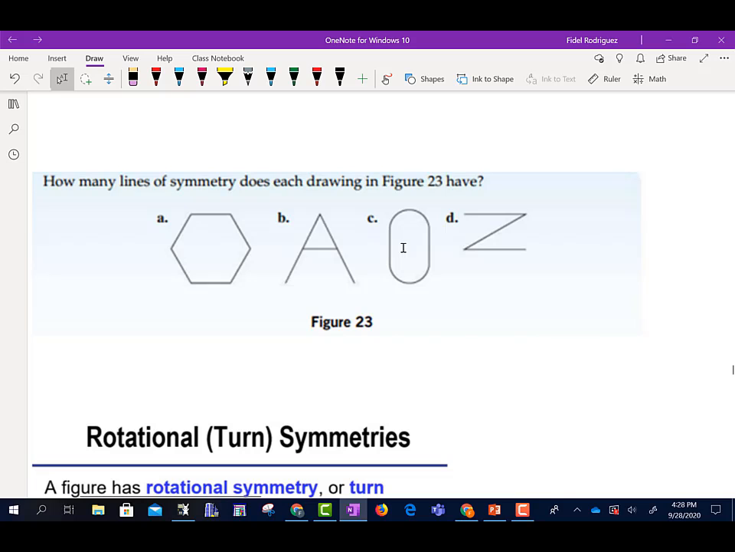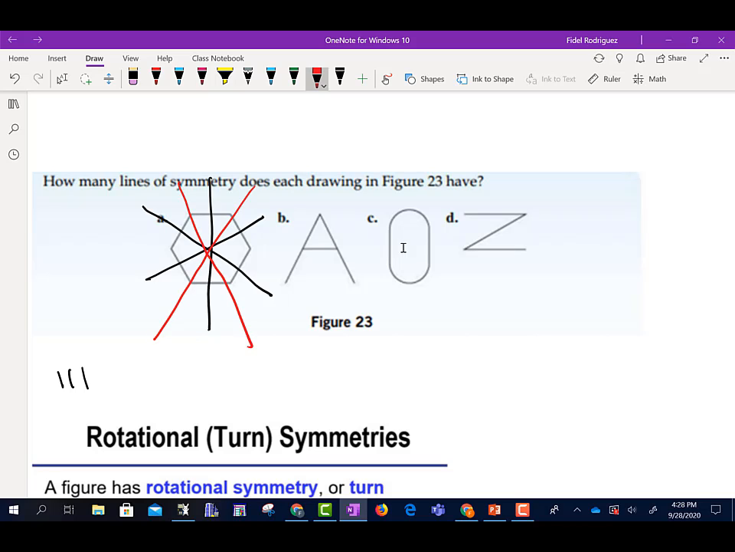So this next one here says, how many lines of symmetry does each drawing in figure 23 have? This is our figure 23. Okay, so look, we could fold it right there. That's one line. We could go right here. That's 2 lines. We can go right here. That's 3 lines. Couldn't we also go on our endpoints? 4, 5, and 6. So this one has 6, okay?